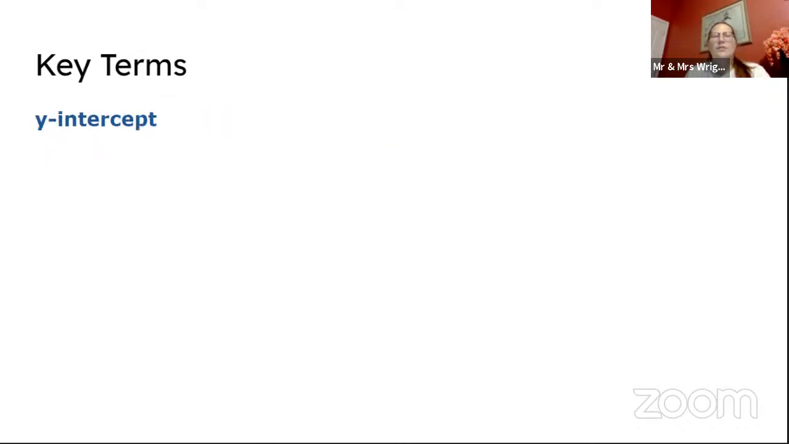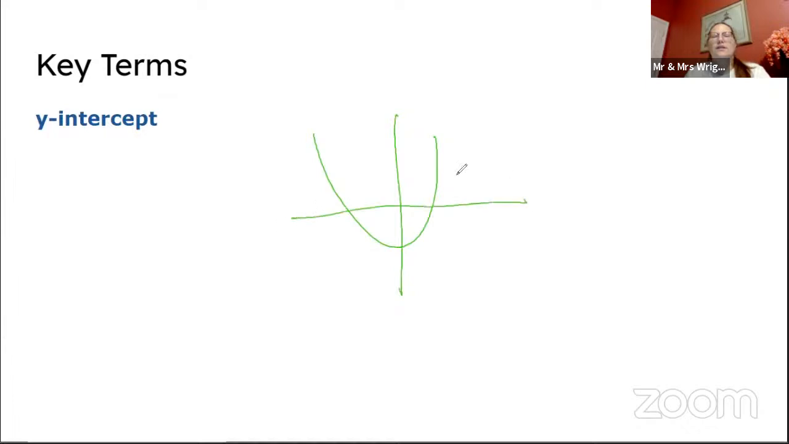Y-intercept. A y-intercept is where the parabola crosses the y-axis, right? Not the x-axis, but the y-axis. And remember, how to find the y-intercept is you plug 0 in for x and solve. And that gives you your y value that you're going to put in right there.